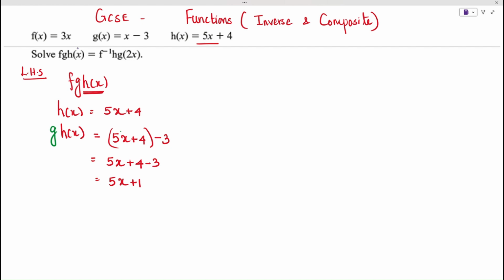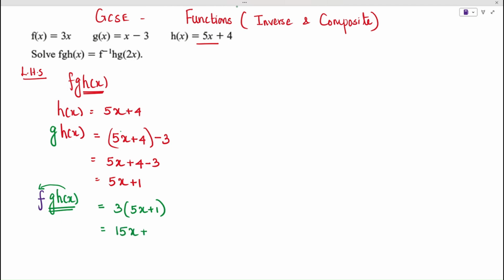Now our last letter from right to left is f. So now we have to find f of g of h of x. And so the value that we have for g of h of x, we're going to substitute that into the x part of our f of x function. And so this is equal to, so we have 3 times, and then in brackets, we're going to have 5x plus 1, which is our g of h of x substituted in. This simplifies down to, so 3 times 5x is 15x, and 3 times 1 is 3, so we're left with 15x plus 3. And this is the left-hand side of our equation.